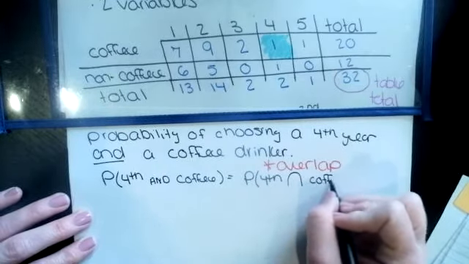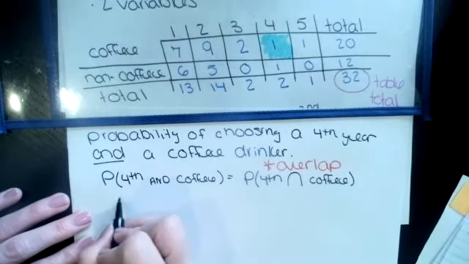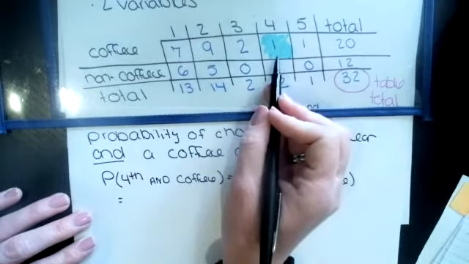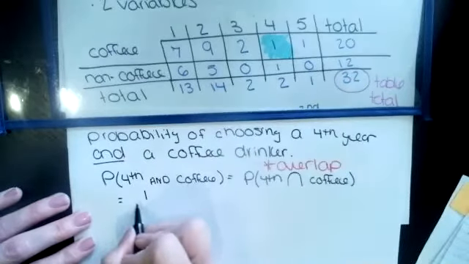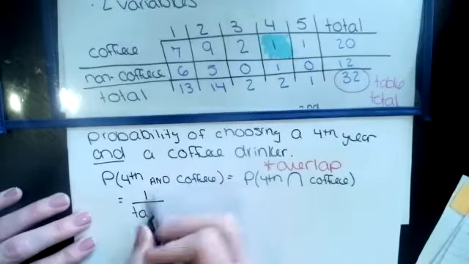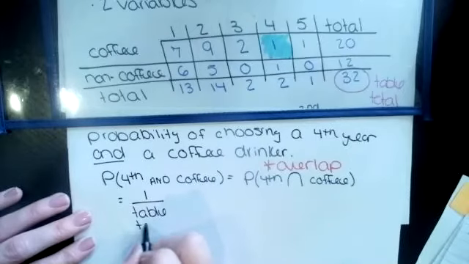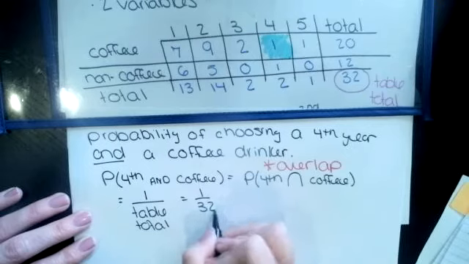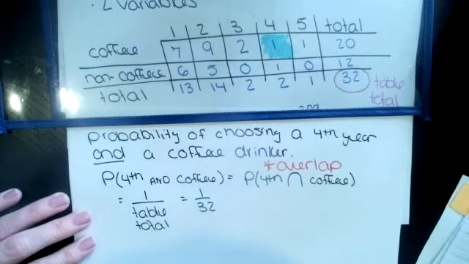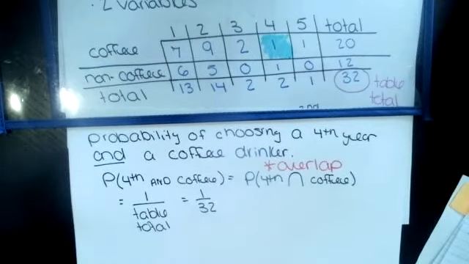My coffee drinkers here. So here I only have one number or cell in my table shaded. So it's just that one, again, over the table total. So it's 1 out of 32. So I don't have much chance of choosing someone that's a fourth year coffee drinker at random. If I was choosing one of you guys at random, I don't have a very good chance of that happening.